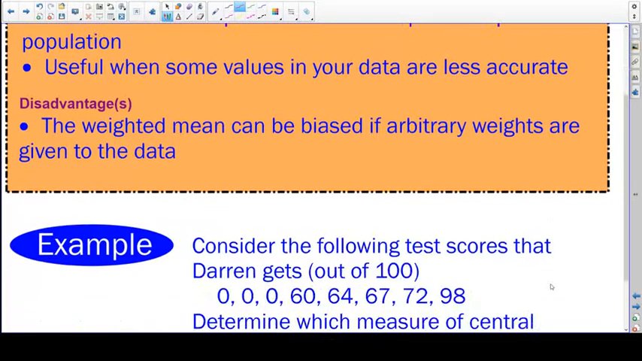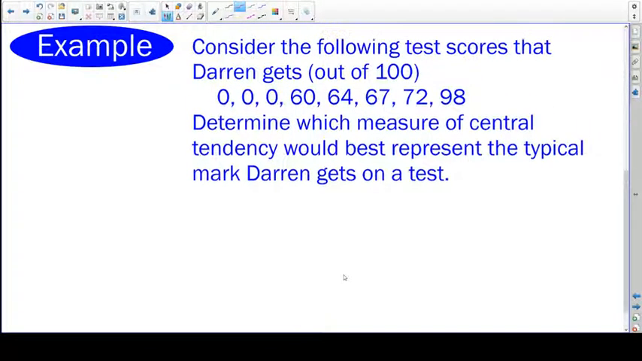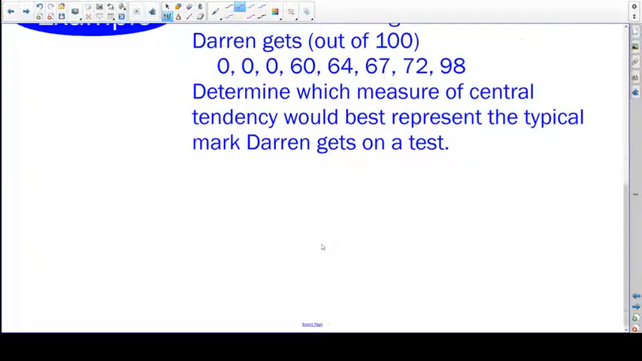There we go. And let's do an example here. Consider the following test scores that Darren gets, and they're all out of 100: 0, 0, 0, 60, 64, 67, 72, and 98. Which measure of central tendency would best represent the typical mark Darren gets on a test?